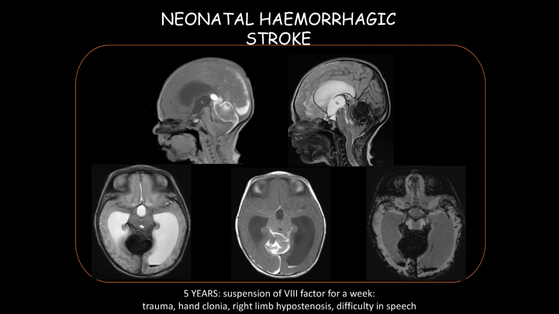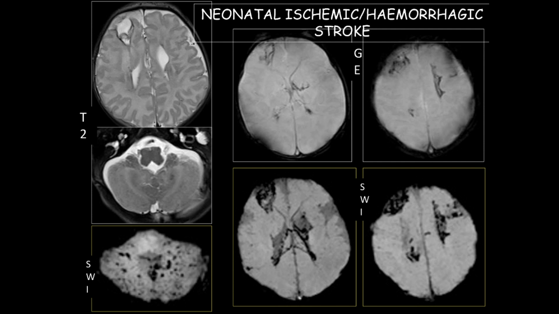In these cases, I know that the child bled, so it's clear that there's bleeding, but it's always important to perform the susceptibility weighted image or the gradient echo sequence, because in this case, blood that is hypointense is seen far better. So for a great bleeding it is not important, but for microbleeds or for doubts it's very important to perform this sequence. This is another case of a neonatal ischemic hemorrhagic stroke.